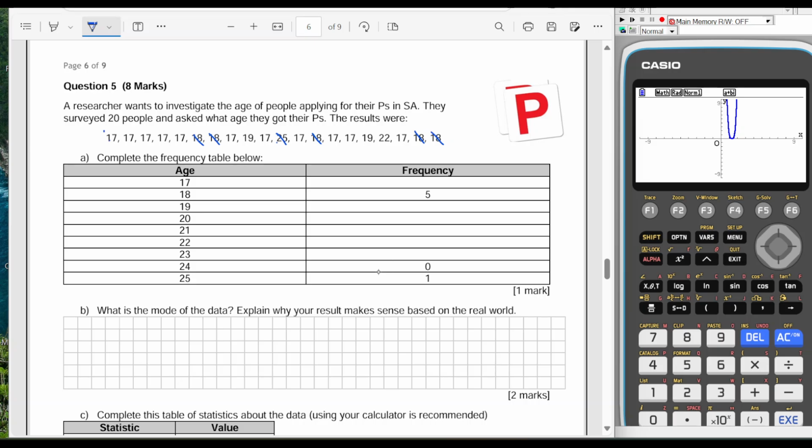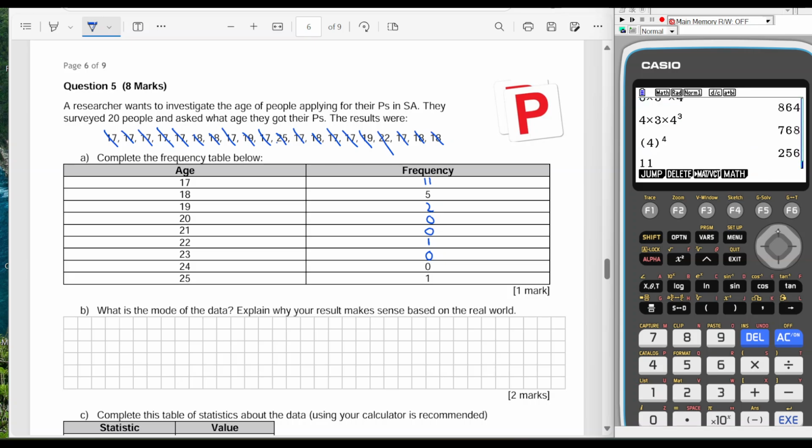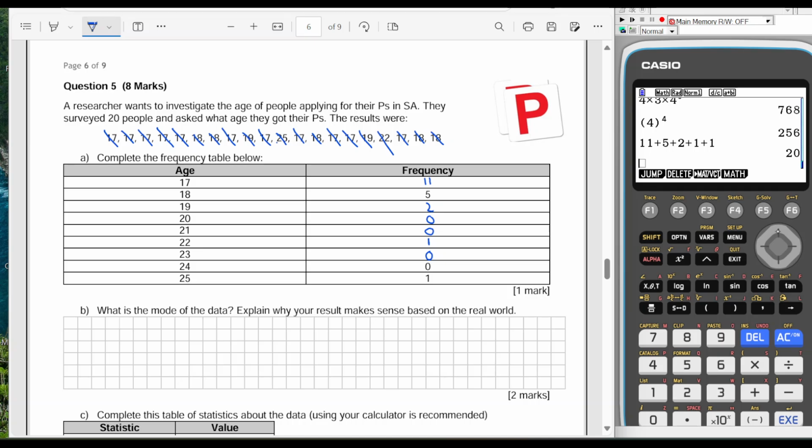So with 17s, there were 1, 2, 3, 4, 5, 6, 7, 8, 9, 10, 11. With 19s, I think there was 1 and then 2. 22, there was 1 of those. So we'll just look at 22 there. And the rest should be 0 because I think I've crossed off all my numbers now. Okay. Really quick check that we've got the frequency table right. If I do 11 plus 5 plus 2 plus 1 plus 1, that's all the numbers, so I should see 20. And the list, you could count 20, but also the question says there are 20 people. So we know we've got them all.